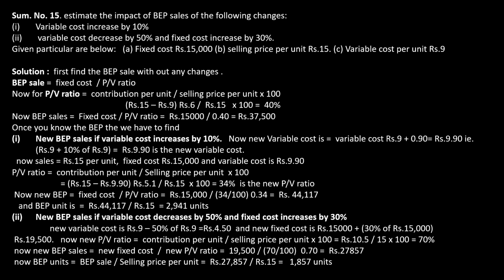The same way as in the earlier case, we found the BEP units. We are going to use the same formula here. BEP sales by selling price per unit will give me 27,857 divided by rupees 15, which will give me 1,857 units. So that will be my BEP units. Okay. Now let me go to the next slide.